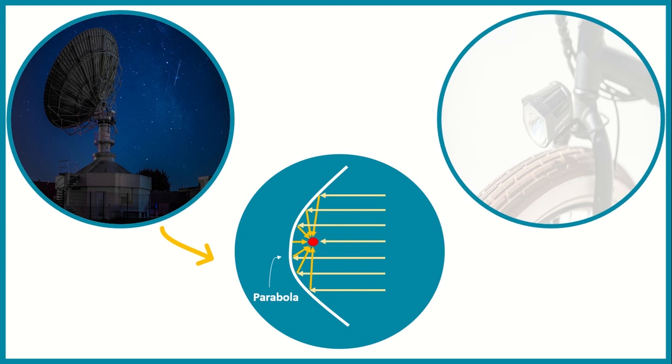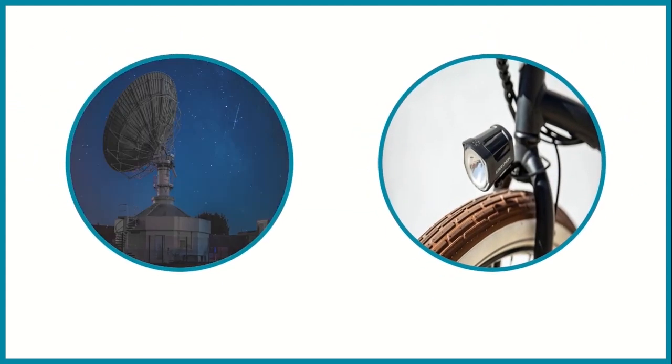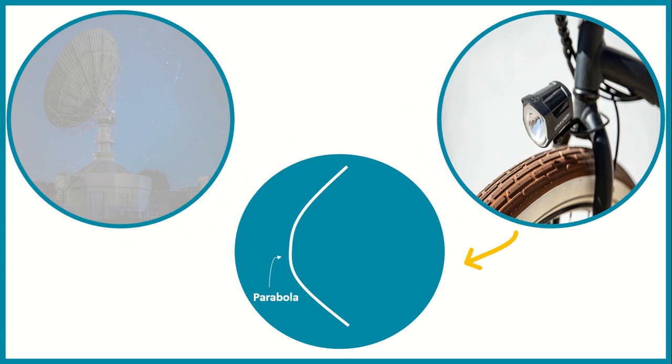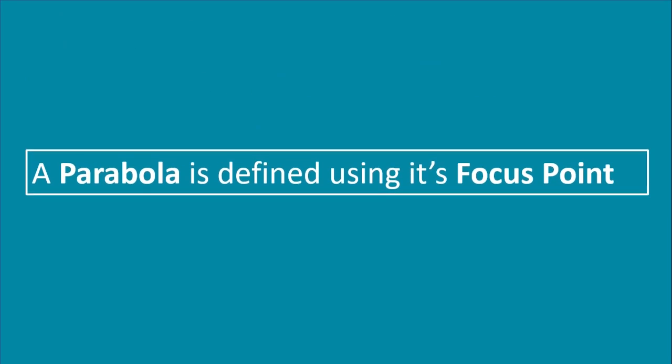The same concept works with a torch, except in reverse. So if we take the central point and we reflect light onto the parabolic surface inside a torch, this will then reflect outwards, emitting light. The reason this works is down to a property of a parabola, which means that its focus point defines it.